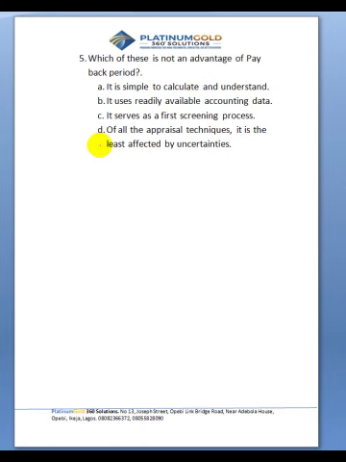Which of this is not an advantage of payback period? It is simple to calculate and understand. Yes, it is. It uses readily available accounting data. No, payback does not use accounting data, so this should be the answer. It serves as a first screening process. Yes. Of all the appraisal techniques, it is least affected by uncertainty.